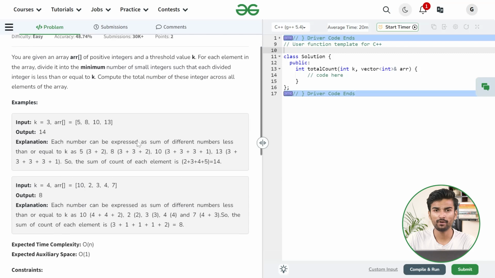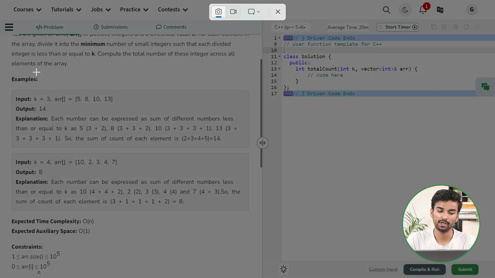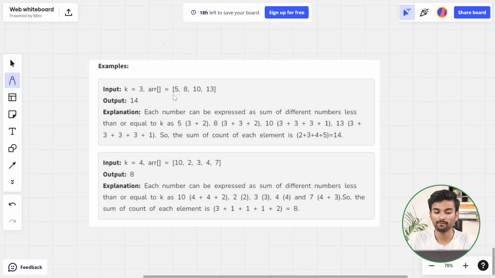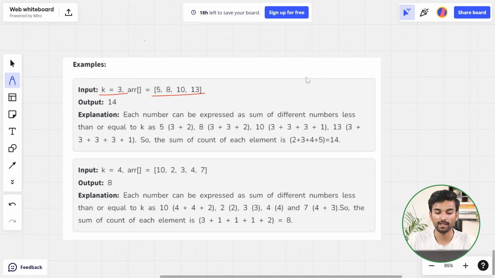So let's quickly have a look at the example to understand the problem clearly. This is example number 1, and the array elements are 5, 8, 10 and 13. Also the value of k given is 3. So it means that for every element, I can divide that particular element into smaller elements, and each should be less than or equal to k.